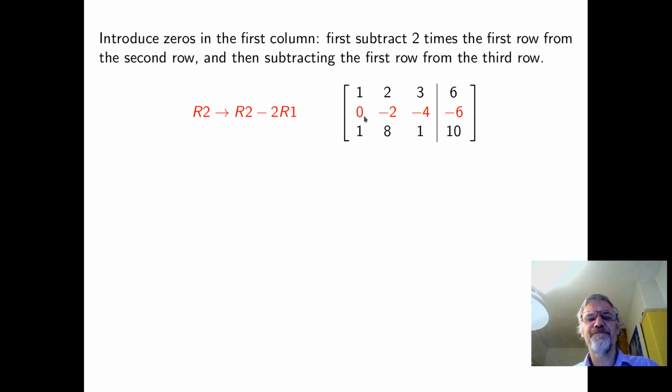So doing that gets rid of this. That's why we came up with the number 2, and then it just changes the other numbers in the same way. Just do that to the row.